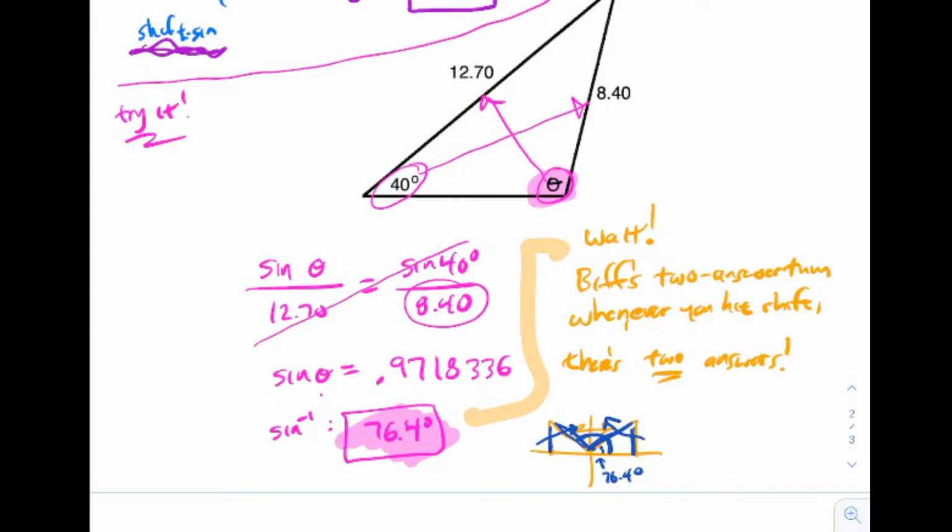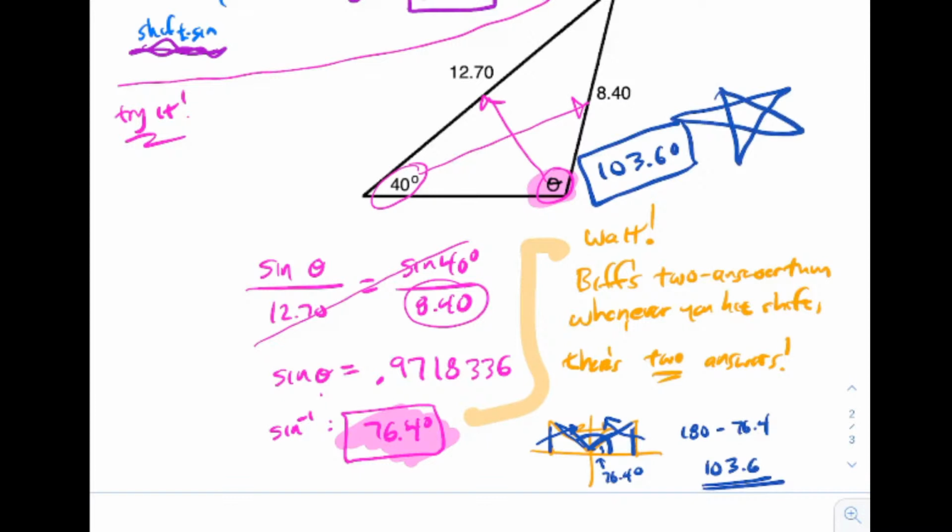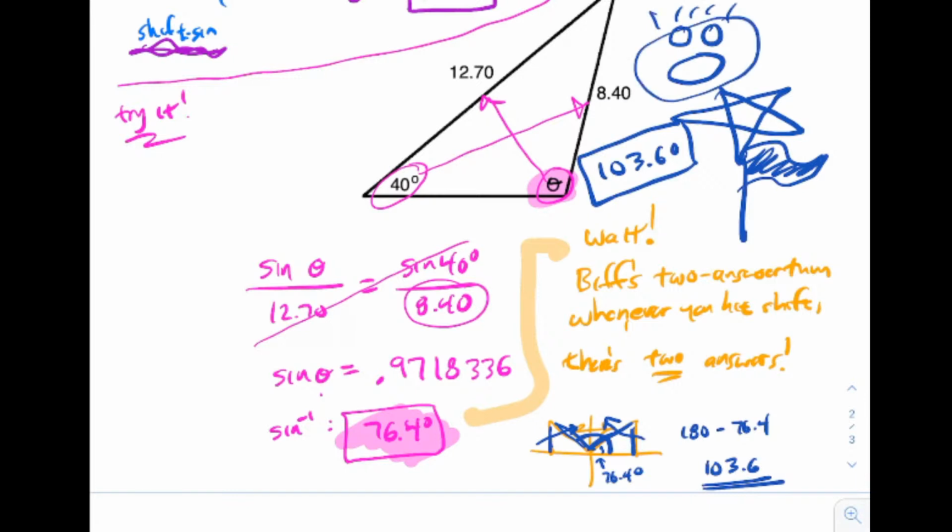And you can work it out because you can say, well, since it's a reflection, I should really subtract it from 180. And so what I got here is 103.6. That's what this angle really is. It's 103.6 degrees. Let's put a big star. Let's put a big flag. Let's put a big surprise-y symbol.